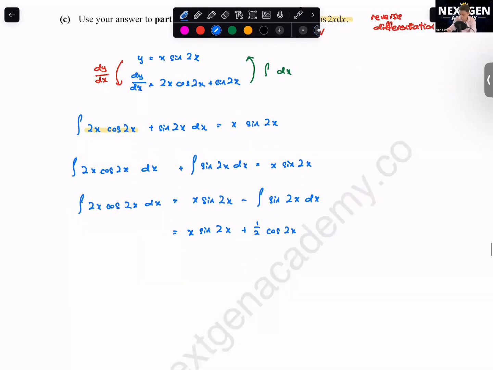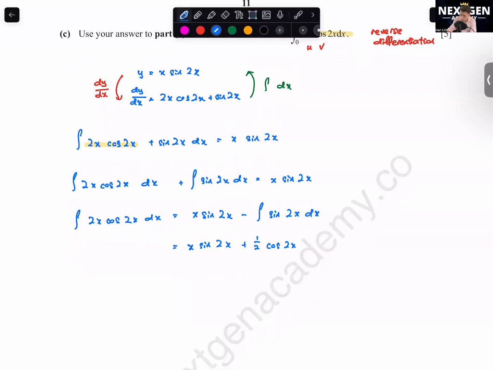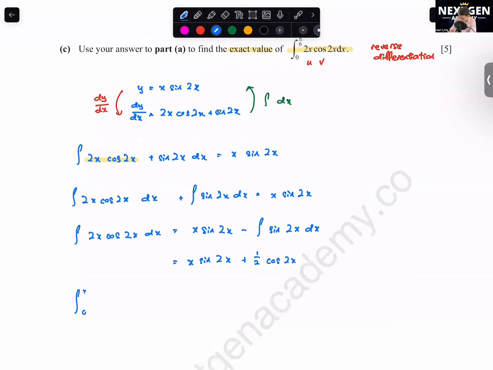So now what I want you to do is put in those two values. If you do until here, you can just continue. Maybe I don't want to do the working so ugly. So now I'm going to put the integral from 0 to pi over 6 of 2x cos 2x dx equals x sine 2x plus 1 over 2 cos 2x, from 0 to pi over 6.